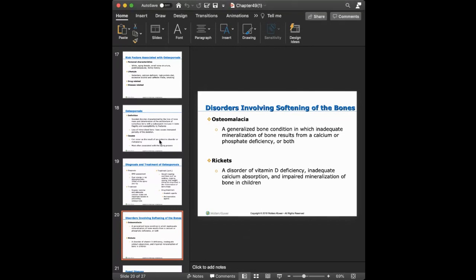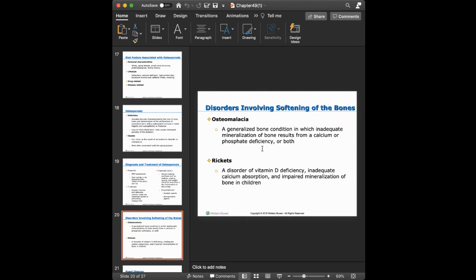So with our osteoporosis and our osteopenia, we're losing bone mass and we're losing the cancellous bone cells or architecture of the bone. With osteomalacia, the bones don't mineralize adequately. So usually it's from a deficiency of the nutrients or the minerals that are required for us to have healthy bones, like calcium or phosphorus. So either of those that are deficient can lead to osteomalacia or a softening of the bone.